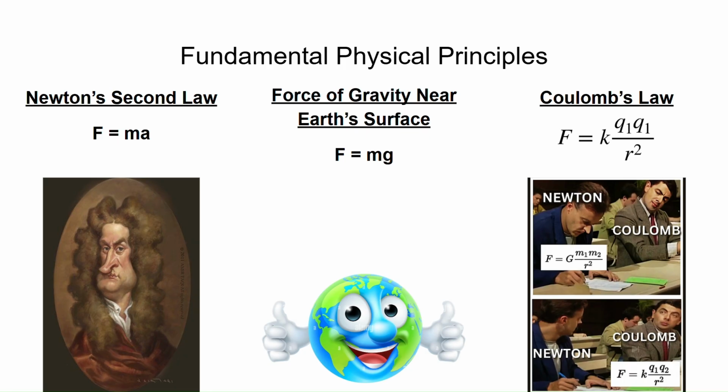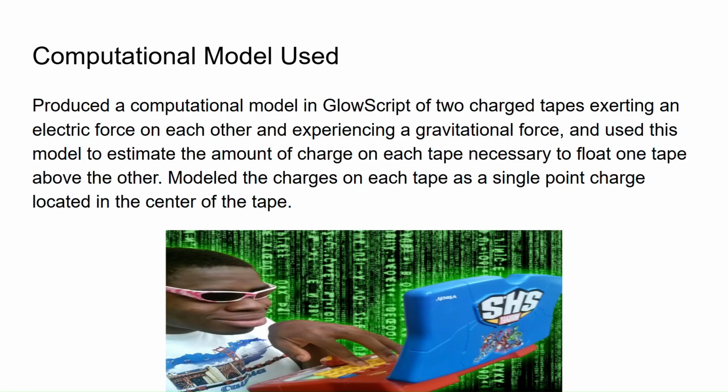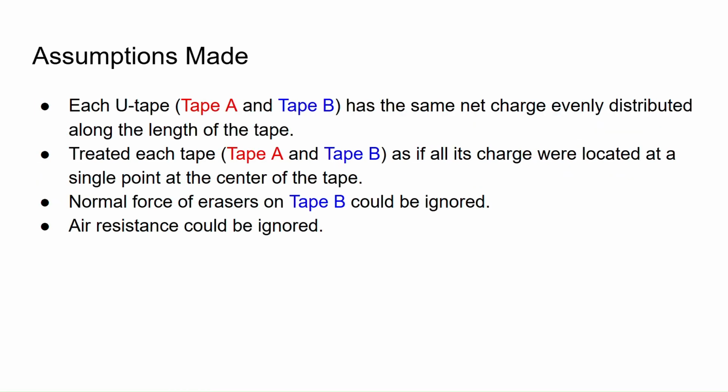The fundamental principles used in this lab were Newton's second law, the force of gravity near Earth's surface, and Coulomb's law. Computational model used. I produced a computational model in GlowScript of the two charged tapes exerting an electric force on each other and experiencing a gravitational force, and used this model to estimate the amount of charge on each tape necessary to float one tape above the other. Modeled the charges on each tape as a single point charge located in the center of the tape.